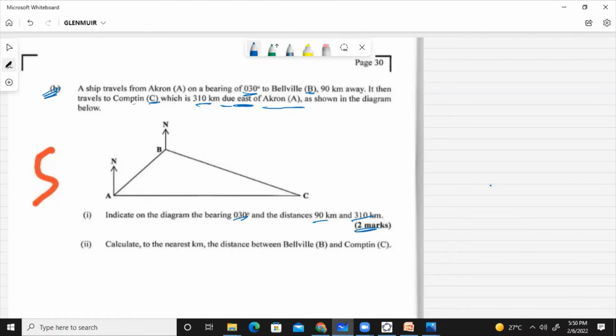The ship leaves from Akron, A, on a bearing of 30. So it left A on a bearing of 30. All bearings are from the north of the point. So we lift it up to the north and we go like this, and this is 30. So that's 30 degrees right there. And then let's look at the measurement that you get, 90 kilometers away. So they're telling us that this is 90. That's 90 right there.